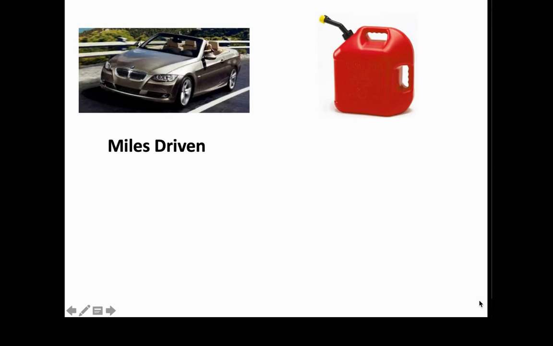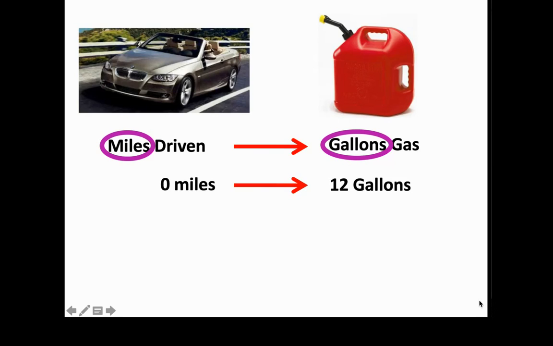The number of miles driven, the gallons of gas used or left. I'm not sure which one this is. 0 miles, 12 gallons. So at 0 miles, you start with 12 gallons in the gas tank. So this is number of gallons left in the tank. 2 miles, there's 11.9 gallons left in the gas tank.